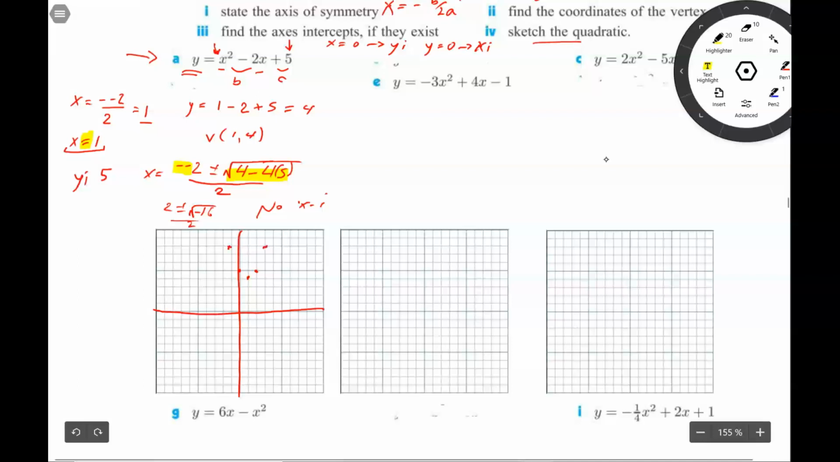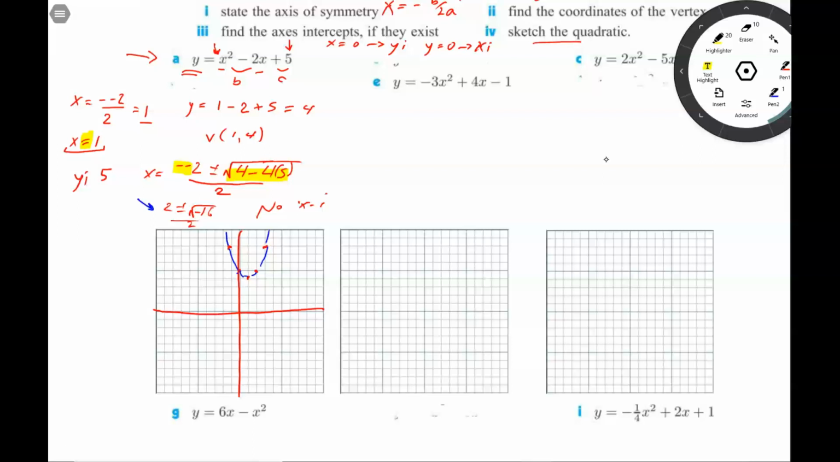Okay, 3, 9. All right, and then we're just going to trace between these using blue. And you can see that it's just a parent function parabola translated so that the vertex happens to be at 1, 4. And now we see why the x-intercepts do not exist, because this one floats above the x-axis. It doesn't cross it at all.